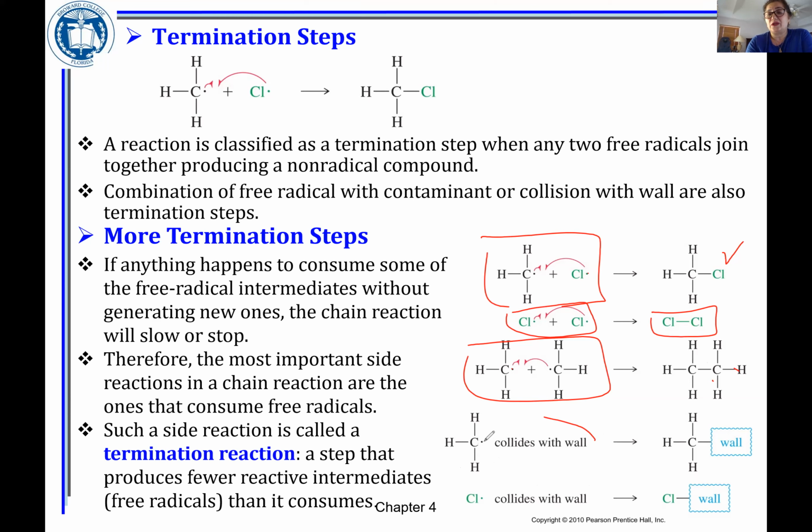But the other examples, which don't follow the definition and are not very popular, you could say that if a methyl free radical collides with the wall and attaches to the wall, as long as it doesn't produce another free radical, it is classified as a termination step. So you have less reactive steps. It's going to produce a stable product that is just saying, that's it, stop here, no more reaction.